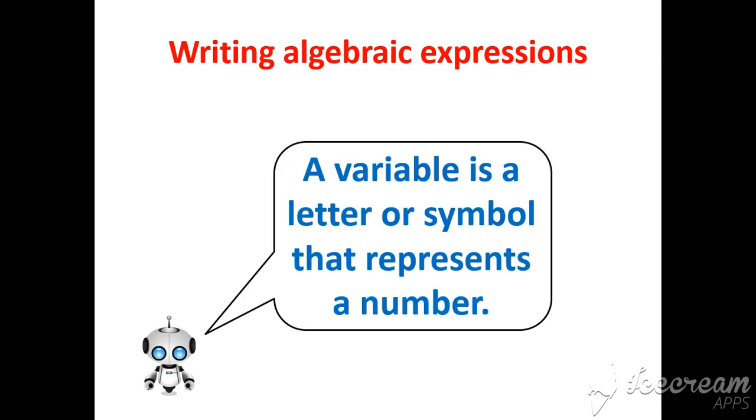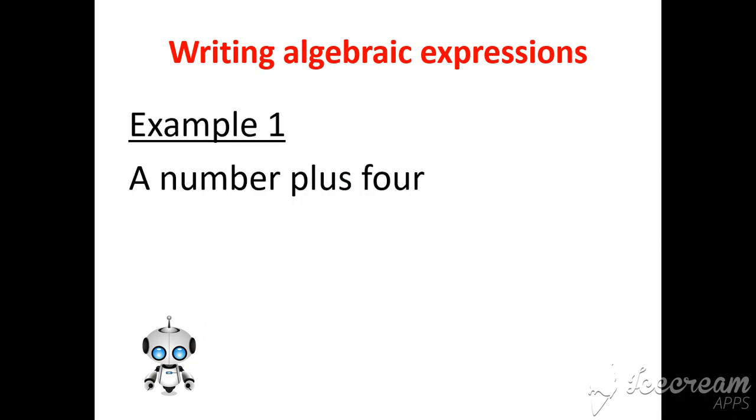Now, a variable is a letter or a symbol that represents a number, like x or alpha or B, or any letter or symbol that represents a number. So let's get into example 1 and show you how we write some statements into algebra. How do we write a number plus 4? Well, we could use x for the number and then just put plus 4. We didn't have to use x, we could have used t or beta, this is a Greek letter, or n for number plus 4.